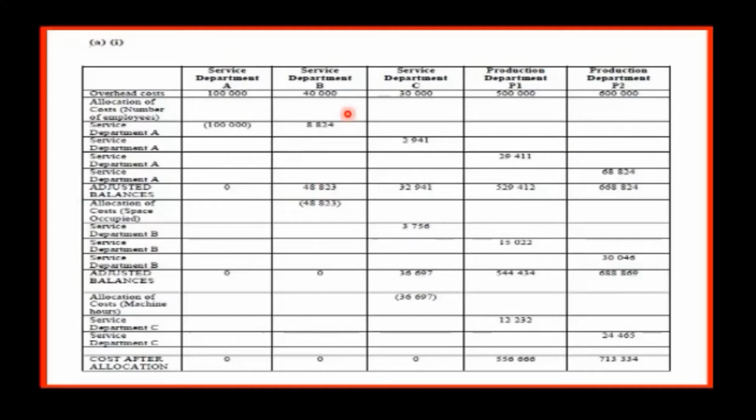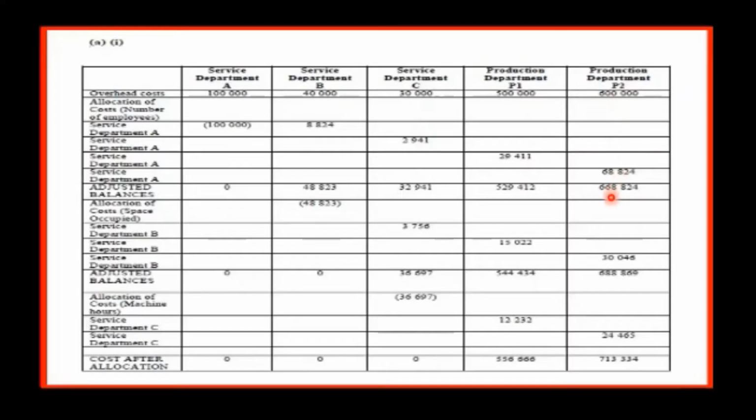After we finish all four of them, we will add down. So when we add the 100,000 with this minus 100,000 here, we'll get 0. And the 40,000 and the 8,824 gives us 48,824. This should be 24, right? And 30,000 plus that gives us this, 500 plus this gives that, 600,000 plus this gives that.